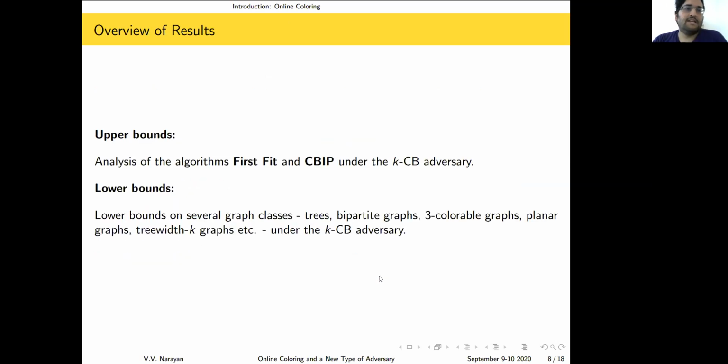Okay, so here's an overview of the results we have. In terms of upper bounds, we're going to analyze the algorithms First Fit and CBIP under the kappa CB adversary. In terms of lower bounds, we have lower bounds for several graph classes: trees, bipartite graphs, three-colorable graphs, planar graphs, tree-decay graphs, etc. So while we have all of these technical results, I want to emphasize that the main contribution of our work, as we see it, is conceptual rather than technical. We do have a bunch of technical results. So let's start with the upper bounds.